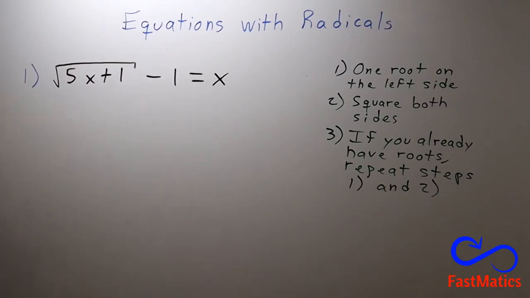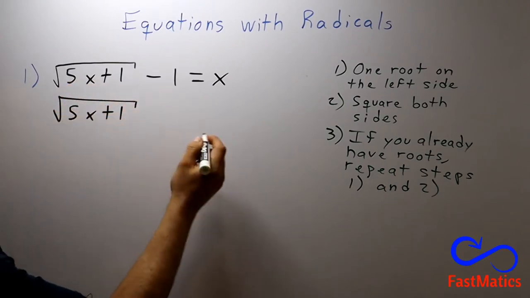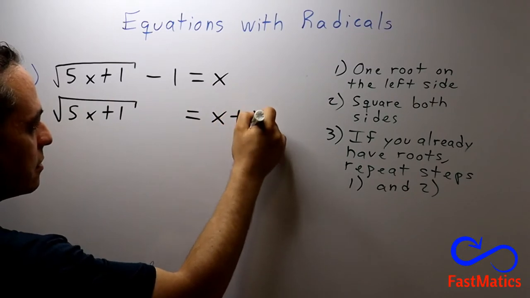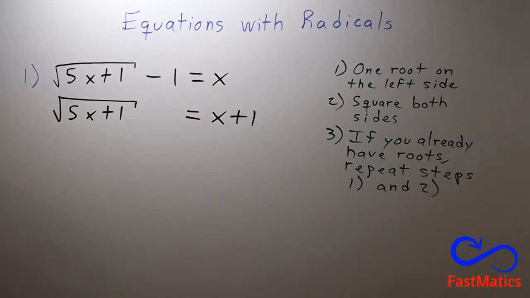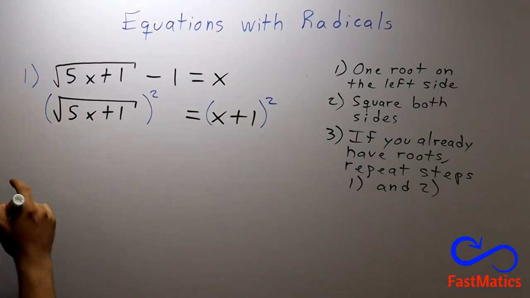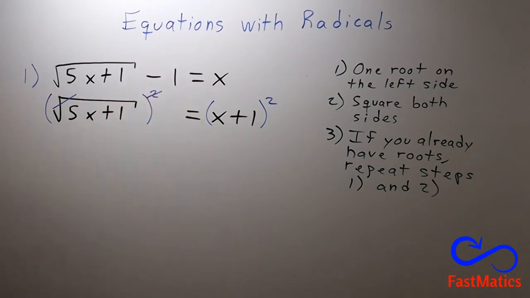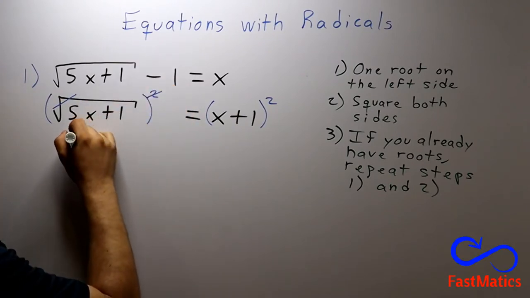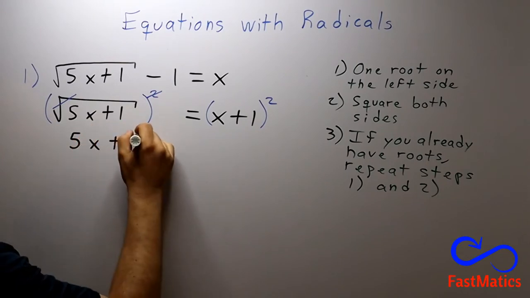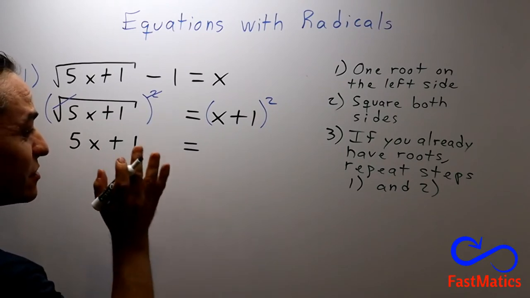So, first of all, we're gonna leave the square root on the left side, and we are gonna pass everything to the right side. Now, the second step, square both sides. And if you square a square root, the square root and the exponent goodbye, leaving 5x plus 1 equal to, and pay attention please, it is very important.